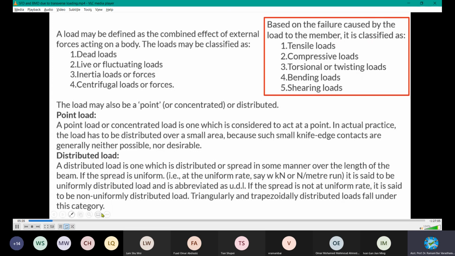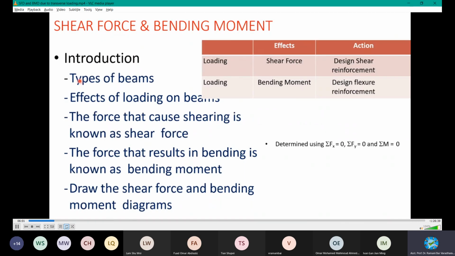You should know it. And these types of loading, based on the response of the member, we call tensile load, compressive load, or twisting load. If the member is twisted due to the load, it is called twisting load. If the member bends, it means bending load. If only shearing is caused by the load, it is called shearing load. So you must know these classifications. Introduction, types of beams: you must know the types of beams, effects of loading on the beams. The force that causes shearing is known as shearing force, right?